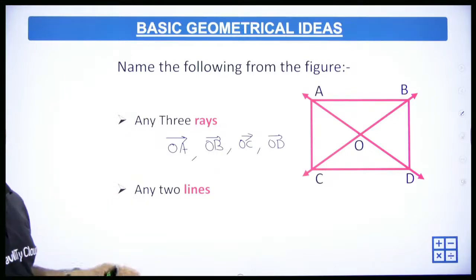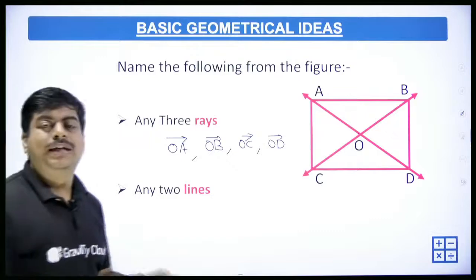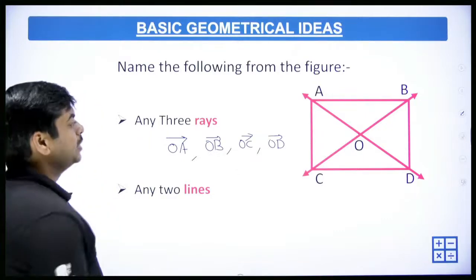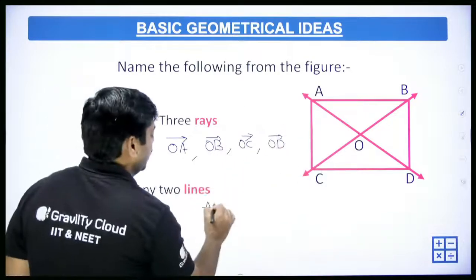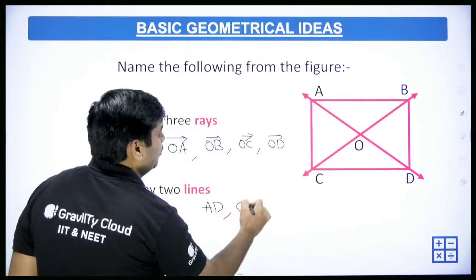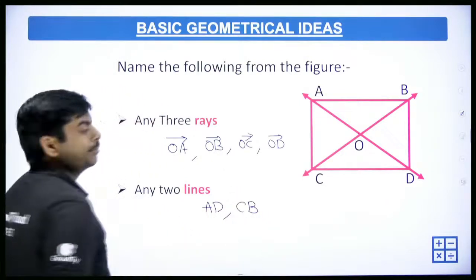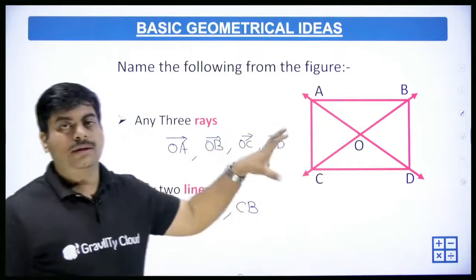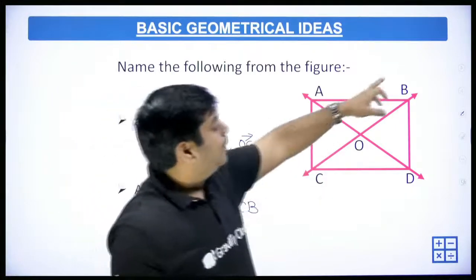Next, any 2 lines. Lines should not have an end in either direction. So AD is one line, and CB or BC is another line. You can see the arrows. You cannot go with BOD.